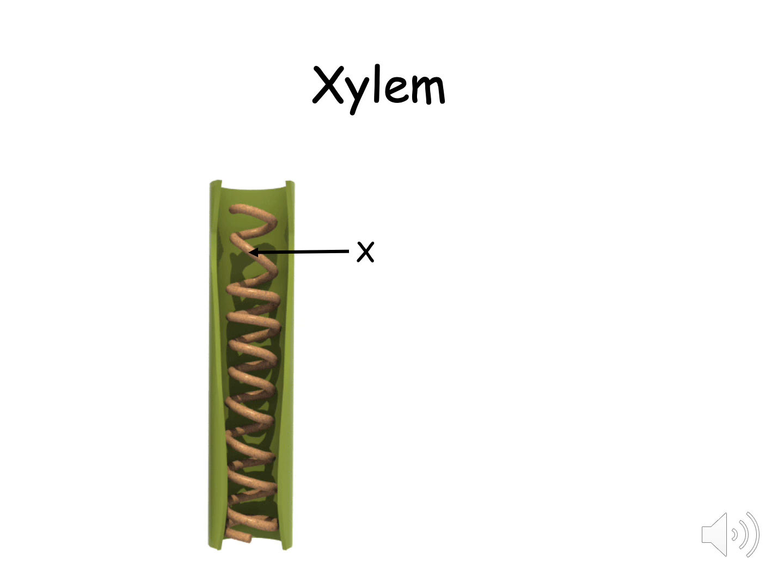Okay, so I'm going to give you 5 seconds. Can you name the structure in the xylem labelled X? Okay, so well done if you got this correct. X is called the rings of lignin.